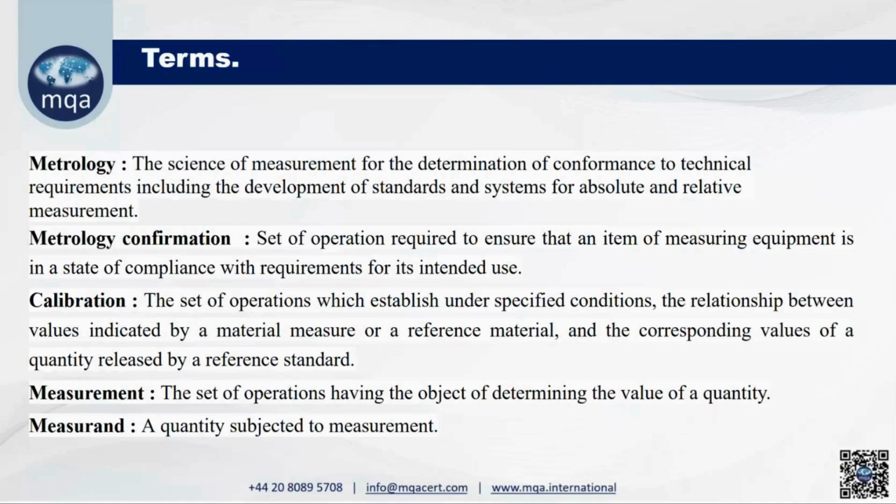The set of operations which establish specified conditions. What is calibration? Calibration is, we have a standard for each and every instrument. Vernier has a specific highest standard for calibration. Thermometer has a highest standard for calibration, where it is written how to calibrate a vernier, how to calibrate a micrometer, how to calibrate a thermometer, how to calibrate a torque wrench, different instruments.